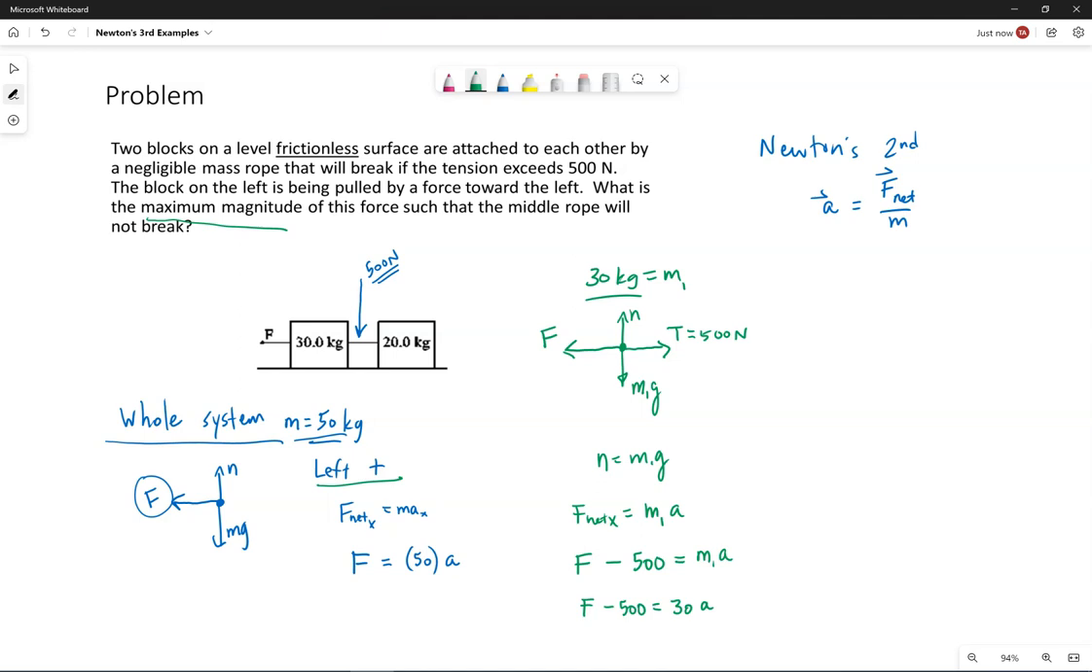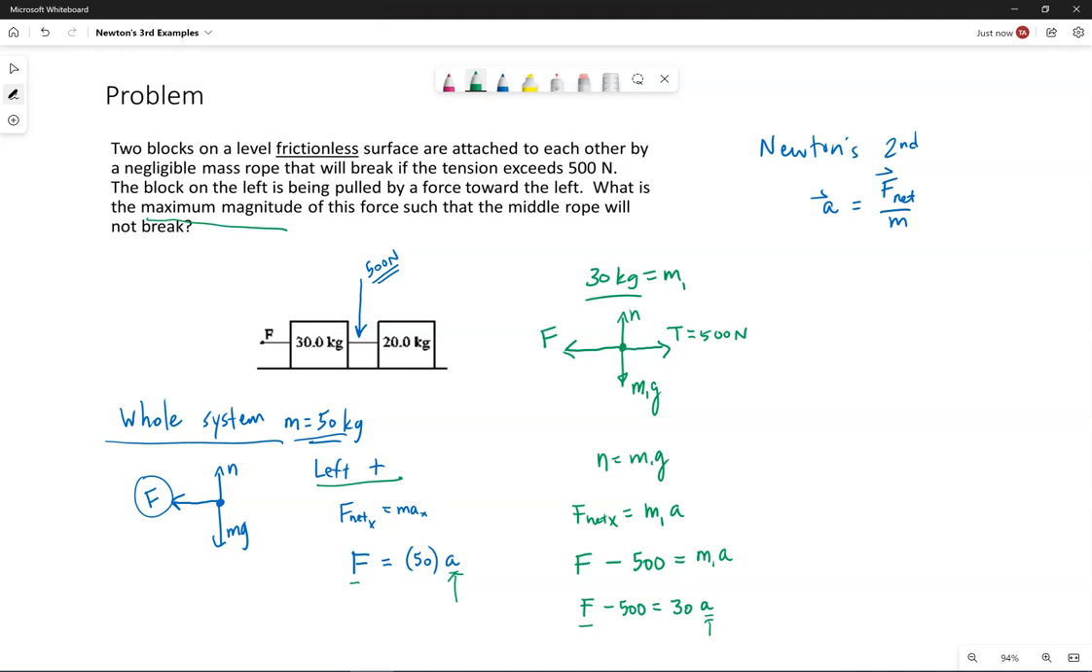So technically we now have a system of equations. This F is the pulling force, which is the same thing in both equations. The acceleration is the same thing. In this left equation, that represented the acceleration of the whole system, but the whole system has the same acceleration as the individual boxes, so these accelerations will be the same.